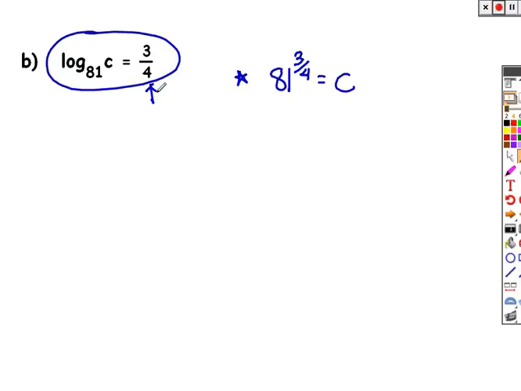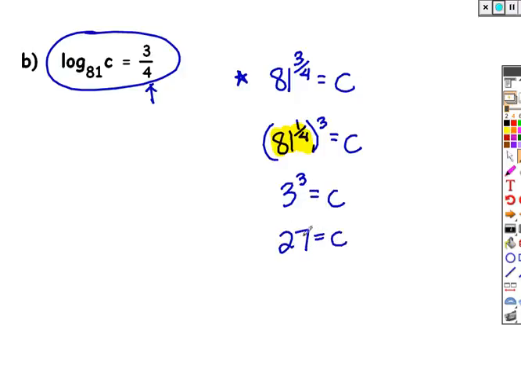And then if I want to solve this, I guess this just goes back to the last chapter. Break it up. 81 to the 1/4 cubed would be c. A fourth times 3 is 3/4. 81 to the 1/4, or the 4th root of 81, this would just be 3. And then I'm cubing that, so 3 cubed is c. 3 times 3 times 3 is 27. So if that logarithmic equation is true, c would have to be 27 because 81 to the 3/4 power is 27.